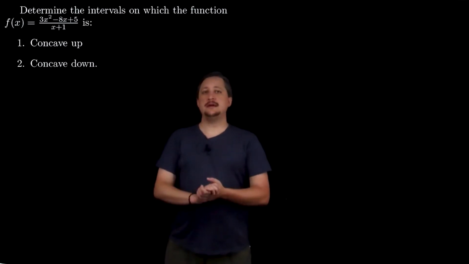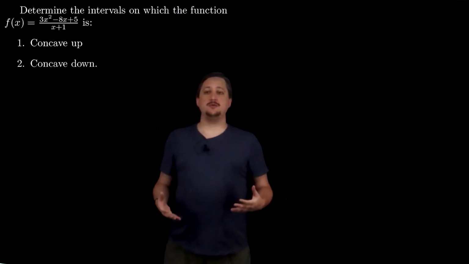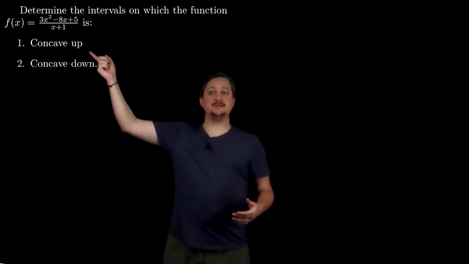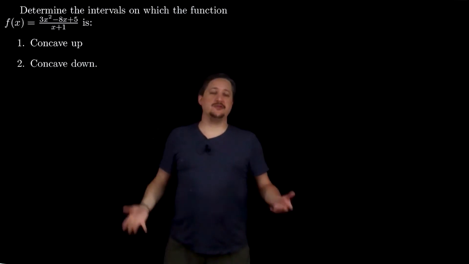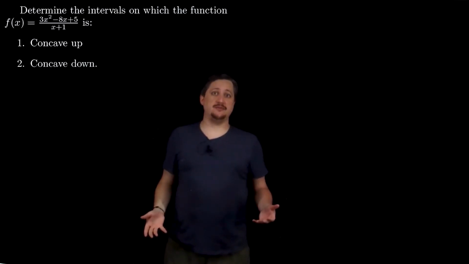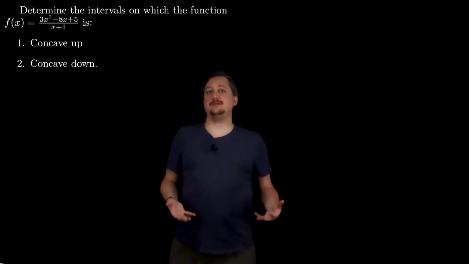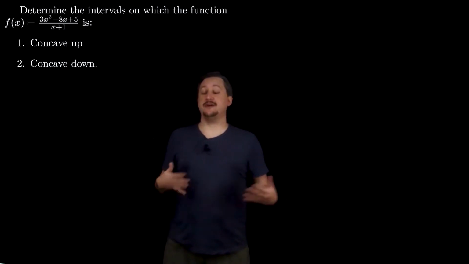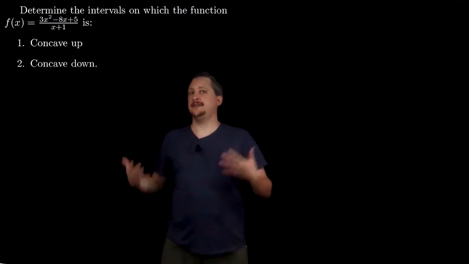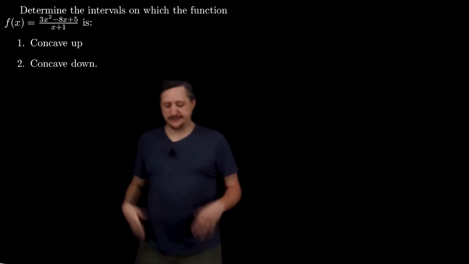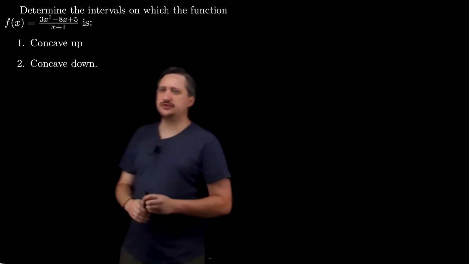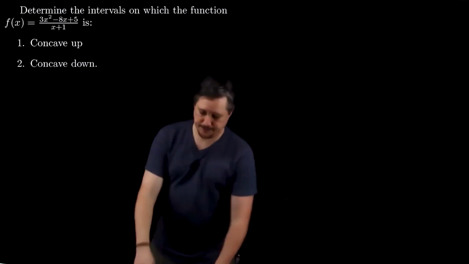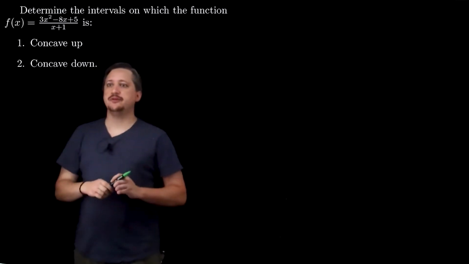Hello. So in this example, we want to know when our function f of x is concave up and concave down. So as usual, that means we want to find, right, the second derivative and see where that derivative is positive or negative. So really we want to find the second derivative and then find the sign chart for that derivative. So I'm just going to jump right in here, finding the second derivative.